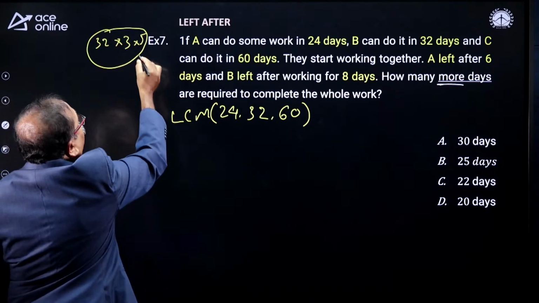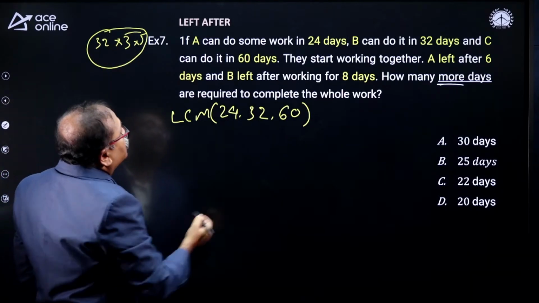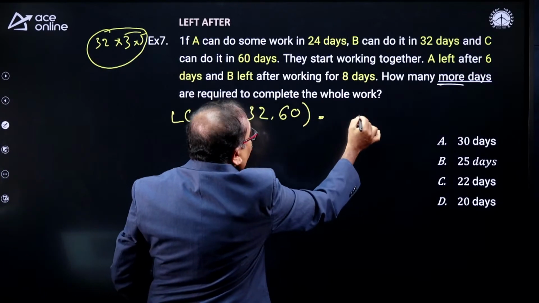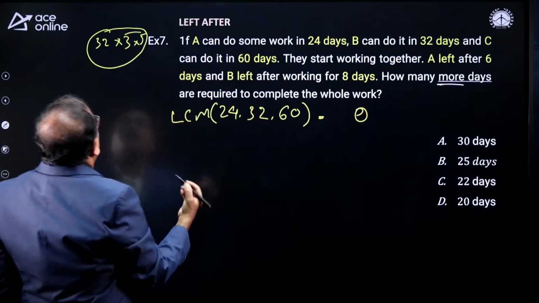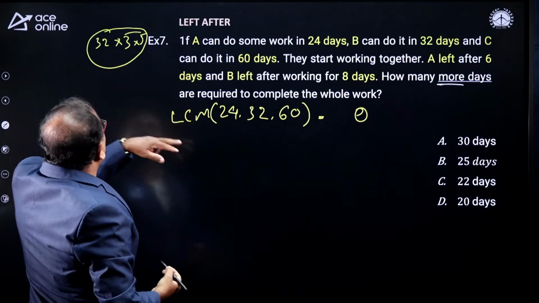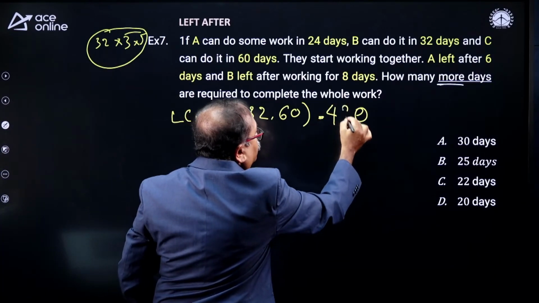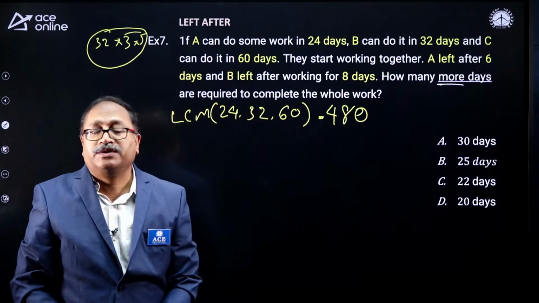That means 32 into 5 into 3, or this is 15 into 32. 15 times 2 is 30, carry 3, and 15 times 3 is 45, plus 3 is 48. That is the number of units.